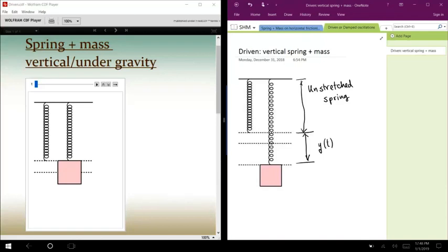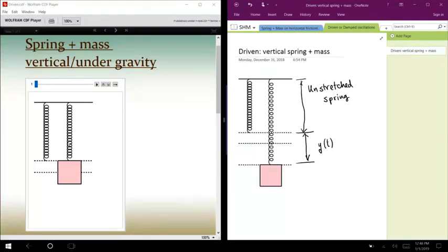Hi everyone. In this video we will talk about a spring and a mass under gravity. On the left hand side panel I have the arrangement that we're going to consider today. This shows you an unstretched spring. The spring is not subject to any external force, and so it is at its natural length.